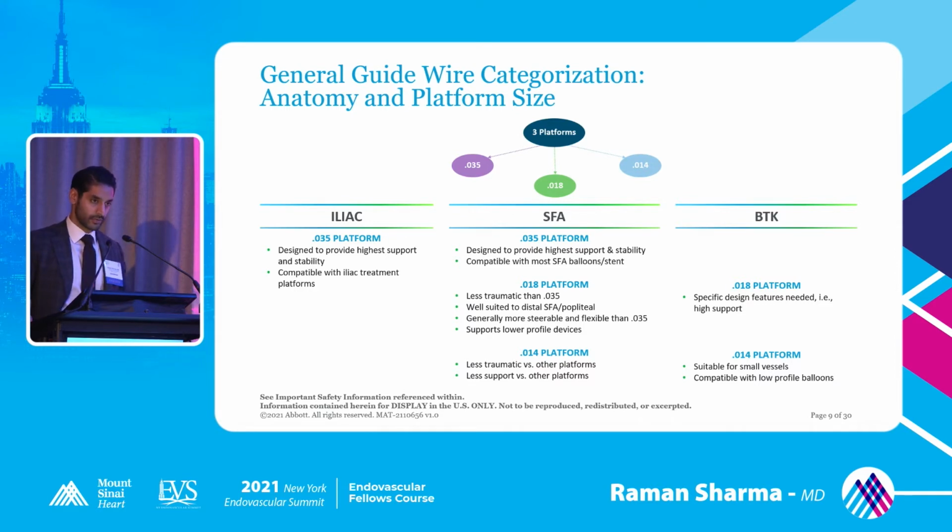Iliacs are largely 035. For iliac CTOs, it's not uncommon to start with an 014 and then go up to a 035. SFAs, you can kind of use all of them. It just depends on what is the lesion that you're trying to tackle. And below the knee, the tibial vessels, 014, 018, those are pretty much going to be your go-tos just because an 035 may cause more harm. Because remember, the diameter of the wire itself can translate to a tip load. So then increasing amounts of dissection risk, and again, the working length also becomes an issue as well.